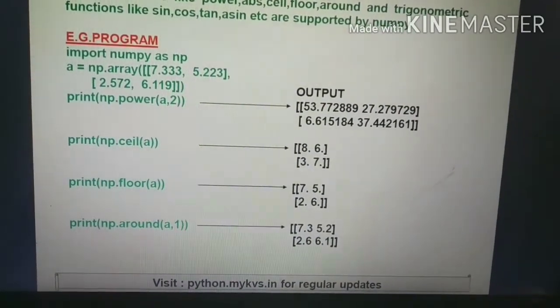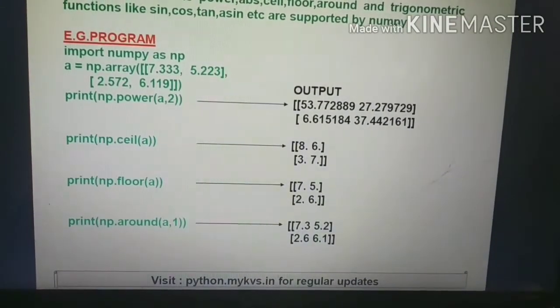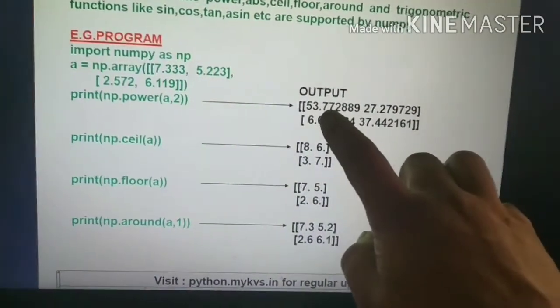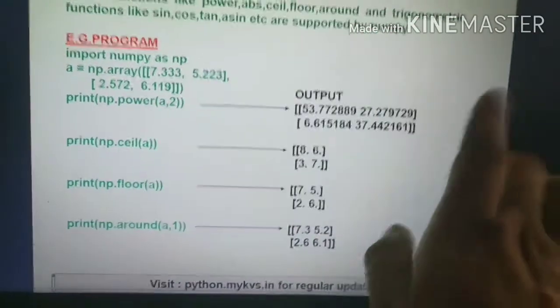Now a has 4 elements: 7.333, 5.2333 and so on. So all elements will be the base and the power is 2. So you can see the output: 7.333 to the power 2, 5.223 to the power 2, like that it is.